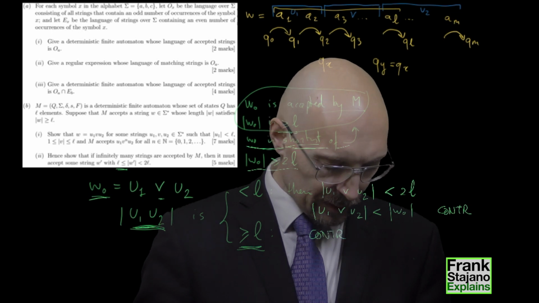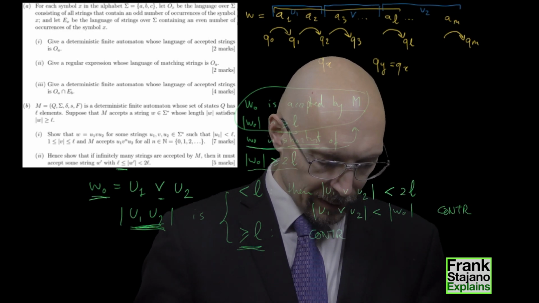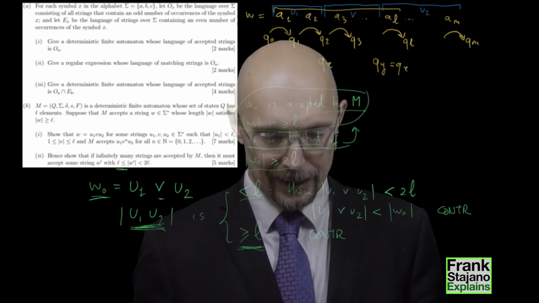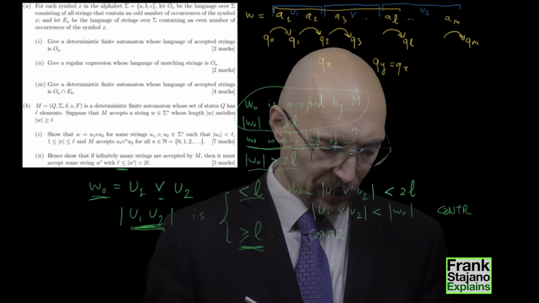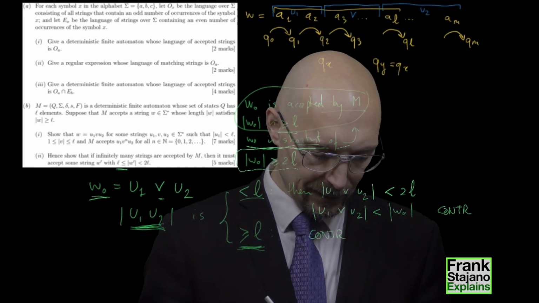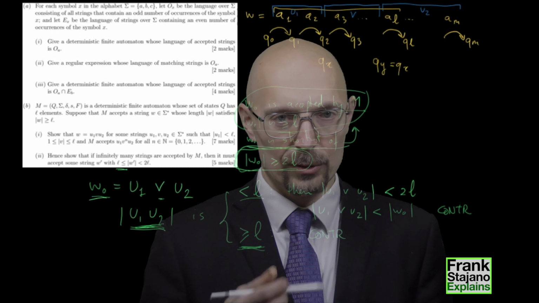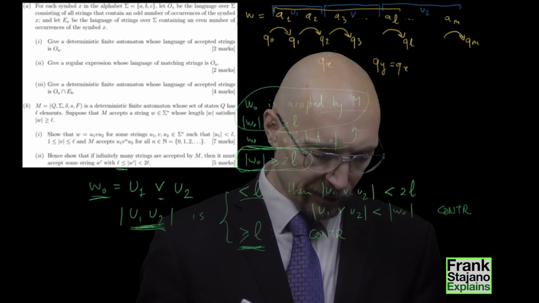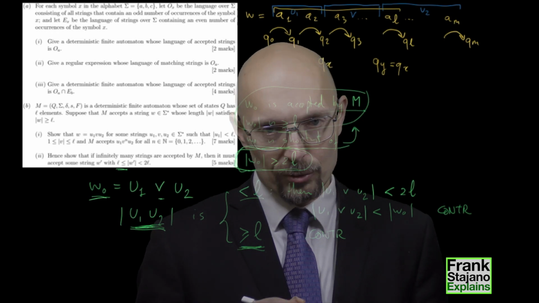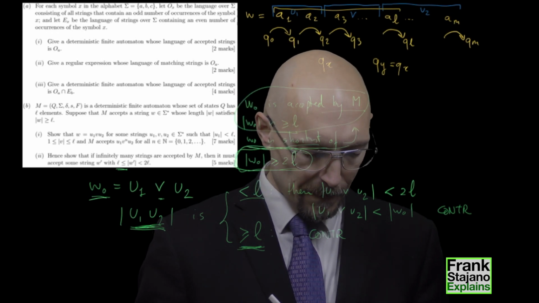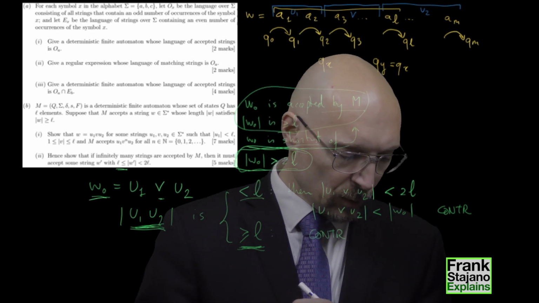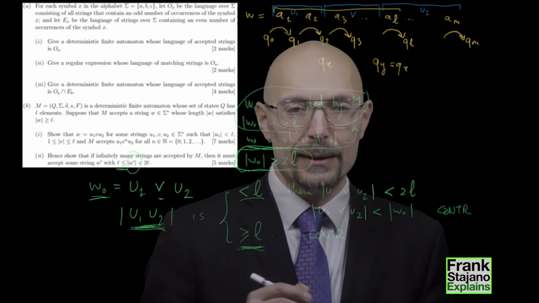And so this means U1 U2 cannot be of length less than L, cannot be of length greater than or equal to L, and so it's impossible for this situation to exist. And this means I cannot add this condition without always incurring a contradiction. And so this means that it is not possible for the shortest such string to be 2L or more. And so there must be one at least that is in this interval.